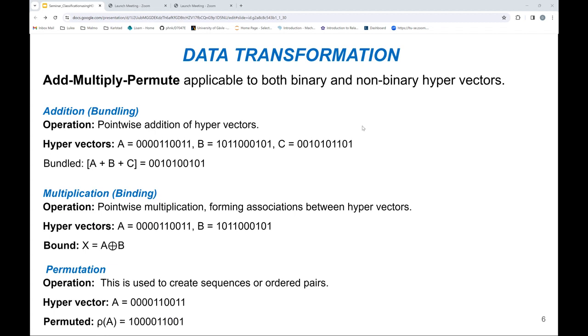Multiplication is like forming an association between hypervectors. Like if we have two hypervectors A and B, it's like an XORing operation. So it binds two hypervectors together, and the result X is approximately orthogonal to both A and B. Next is the permutation operation. It generates sequences or ordered pairs. Now Dimitra will be continuing.